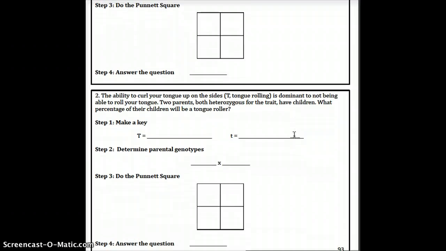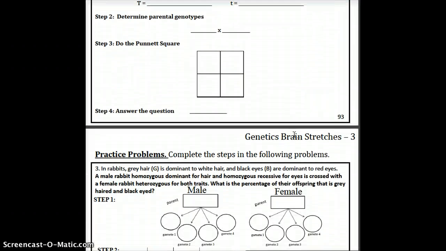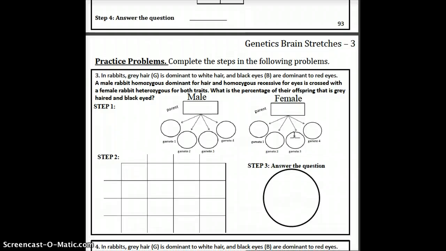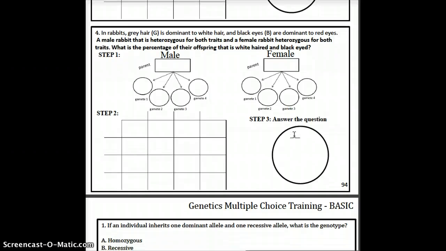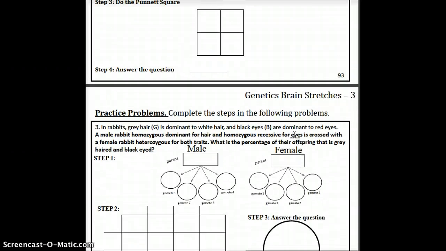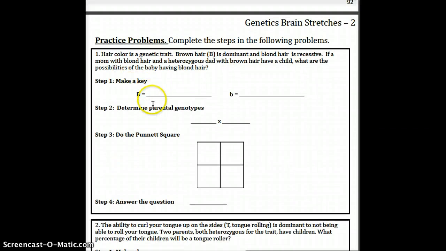Afterwards, I want you to try these practice problems as well as the packet that I left for the substitute. Now these problems have a step-by-step method. On your test, you will not have this step-by-step method, so it's important that you practice this out. Here, it tells you, oh, you need to make a key. So if we have big B, what does big B code for? Well, it's dominant, and it's going to code for brown hair. And if we have little b, it's going to be recessive, and it's going to code for blonde hair.